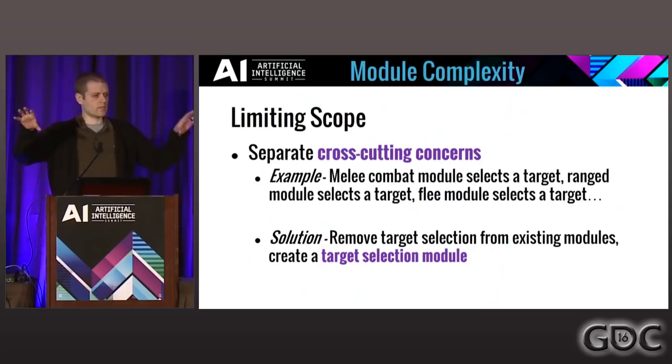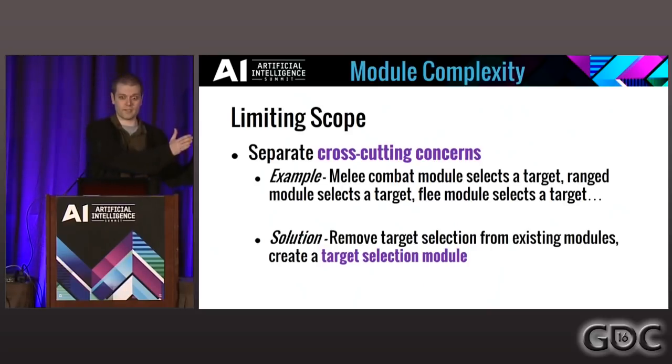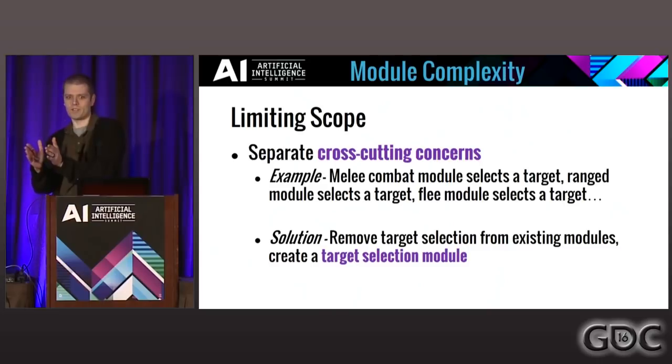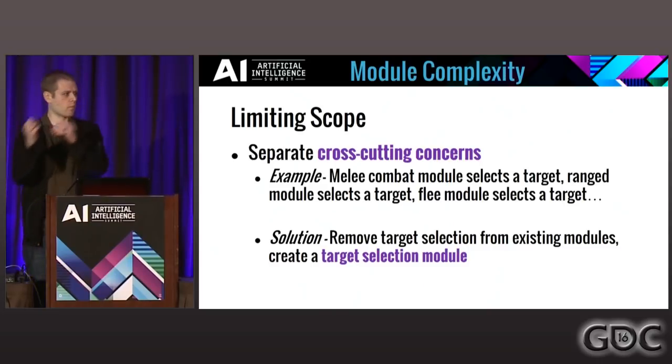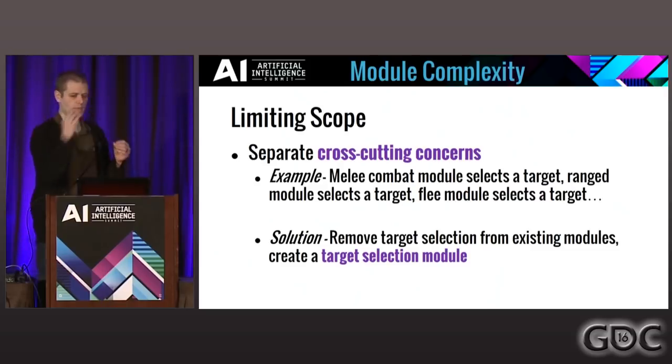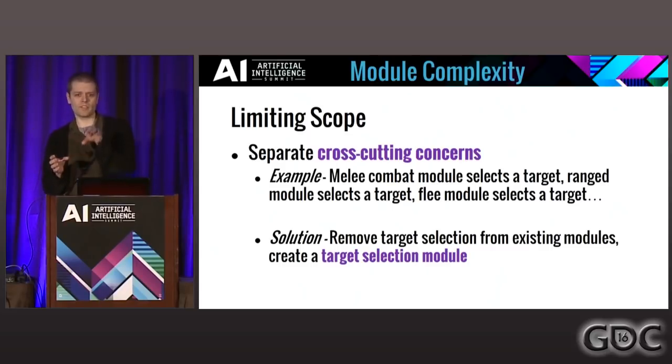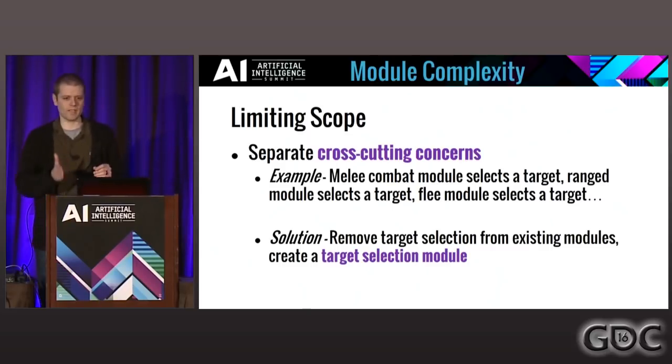So we separate those functional concerns. Target selection is its own thing. Melee combat is its own thing that just attacks whatever target it's given. And we make all these modules communicate with that other target selection module. What's great now is that when you do something like that, you can say, I want to reuse just the target selection module, and you have that clean separation.